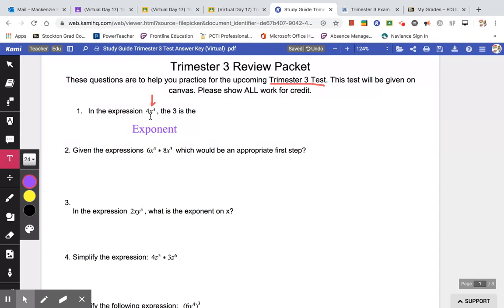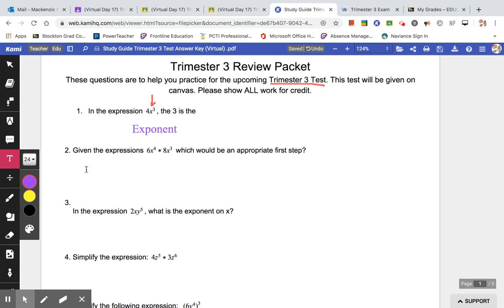Just as a reminder, we would call x the base, and 4 is our coefficient. So the number out in front is the coefficient, the variable or number below the exponent is the base, and the raised number is our exponent. So again, the answer to number 1 is exponent.